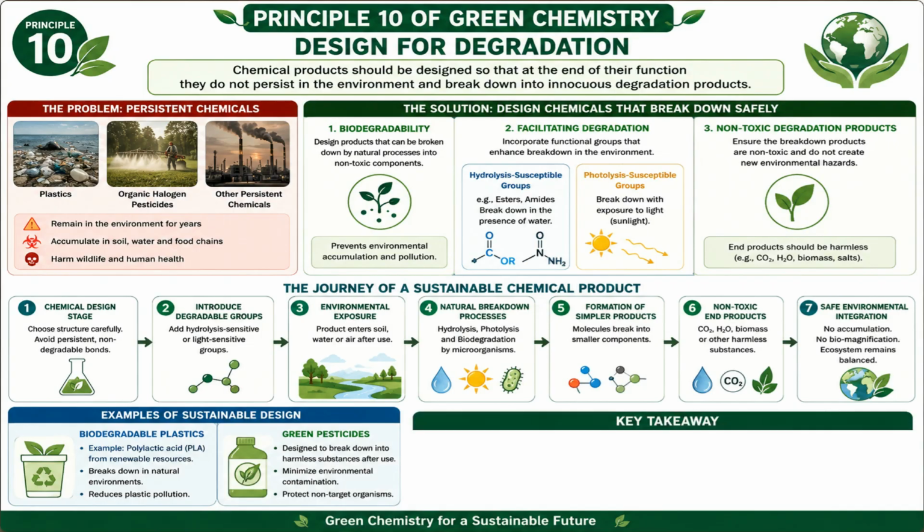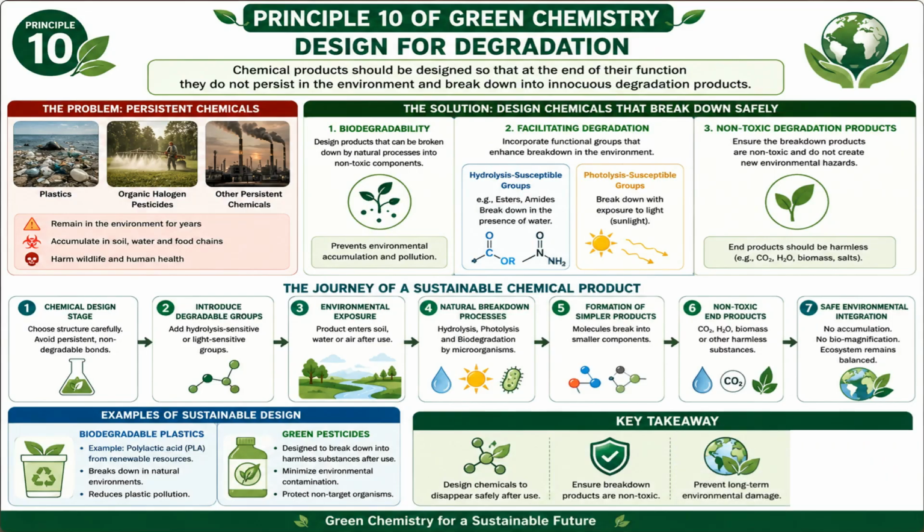To summarize, this principle focuses on the design of chemicals that safely disappear after use. Ensure degradation products are non-toxic. Thereby, prevent long-term environmental damage. This ultimately protects ecosystem and human health. Design for degradation is essential for a sustainable future. By thinking beyond a product's use and considering its end-of-life impact, we can significantly reduce environmental pollution.